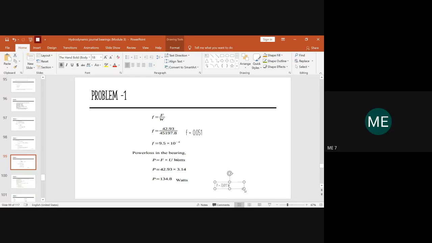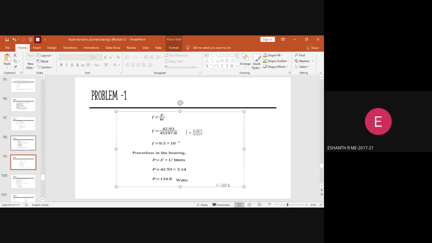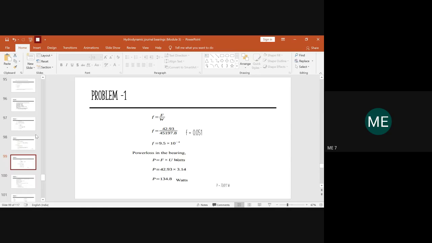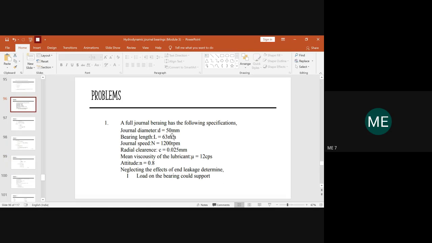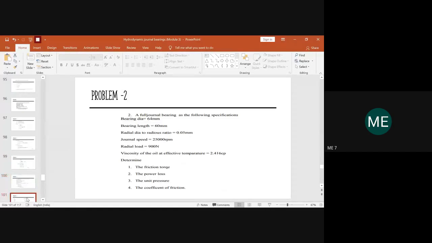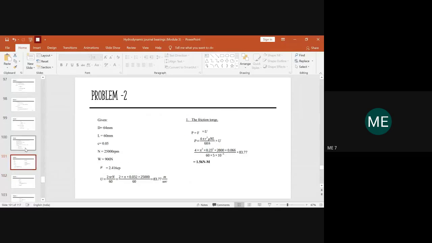Ma'am, why have we got 42.93 instead of 42.93 into 10 power 3? See here, 42.93 Newton they have got here. Yes, ma'am, it is a frictional force, so the same thing has been written. Only when you convert the given data in terms of millimeter to meter, you have to convert that to maintain the units in meters. And the remaining thing, what we have got as the value as per the computation, that has to be retained as it is.